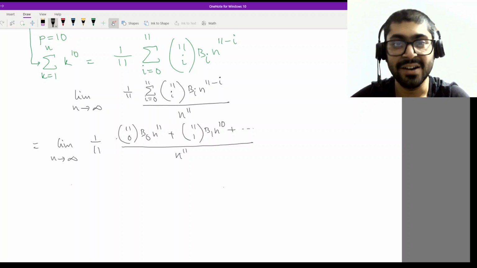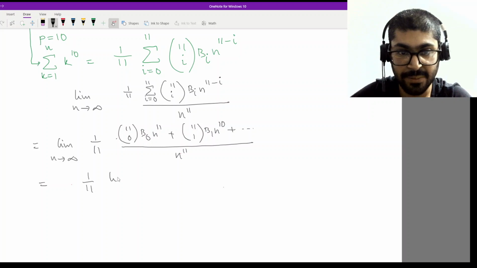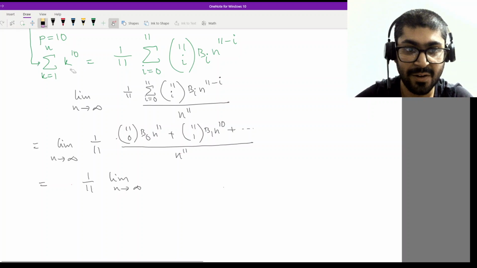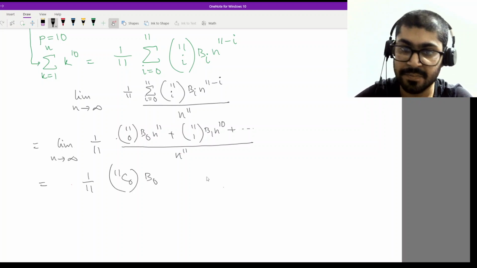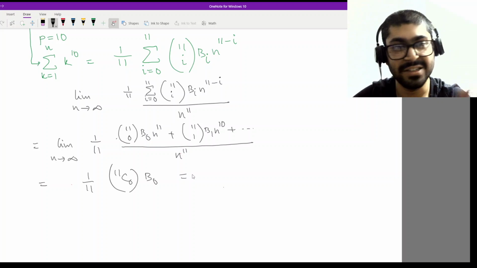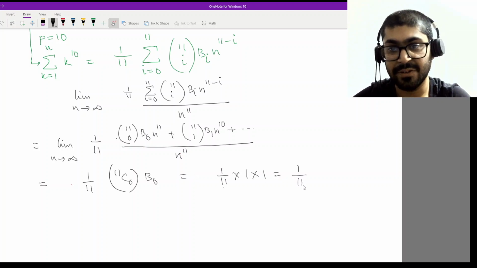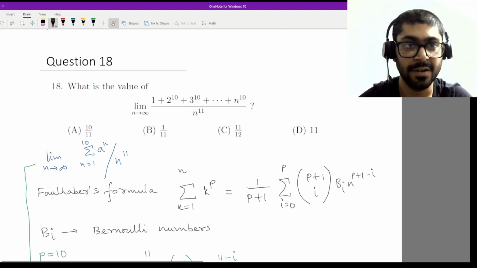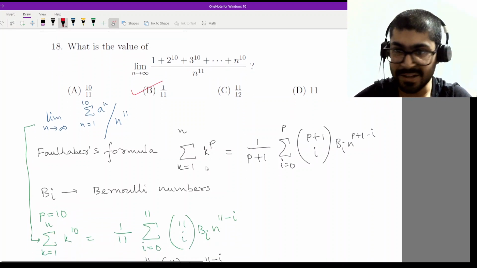Okay, now here we have 1 by 11. So this is basically 1 by 11 limit n tends to infinity. Okay, if we evaluate this limit, our answer will be 1 by 11 11 C0 b0. Right, now 11 C0 is 1 and b0 is 1, so 1 by 11 will be the correct answer. That is option B. Alright, please remember this formula.